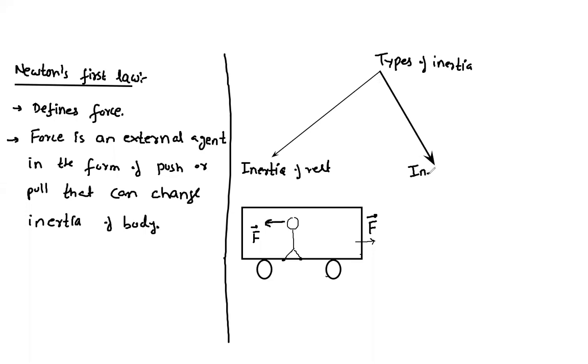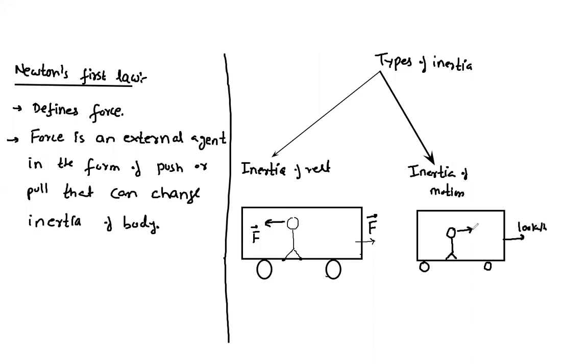The next is inertia of motion. The next example is that of inertia of motion. Initially this bus was in motion, and there's a person standing on the bus. This man will try to maintain his inertia of motion in this direction. So if the bus is moving with a velocity of 100 km per hour, then the man within the bus is moving with respect to the ground with a velocity of 100 km per hour.